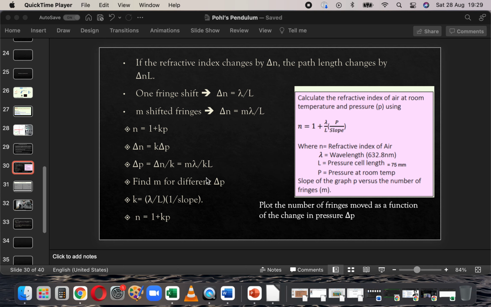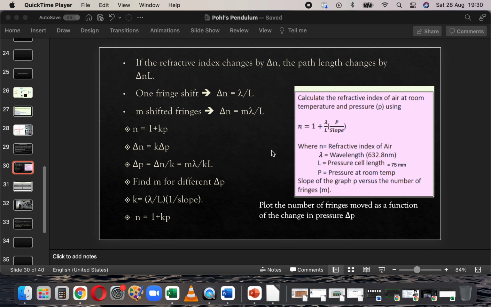So if I now define the refractive index of air as 1 plus Kp, where K is some constant and P is the pressure. So this is the refractive index for a different pressure. When the pressure is ambient, then the refractive index is 1. For a higher pressure, I will define my refractive index as n is equal to 1 plus Kp, where K is some unknown constant. Then for a variation delta n, I can write it as K times delta P, and I can now rewrite this delta P as m lambda by KL.